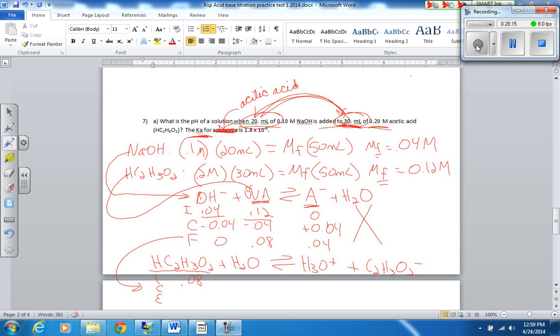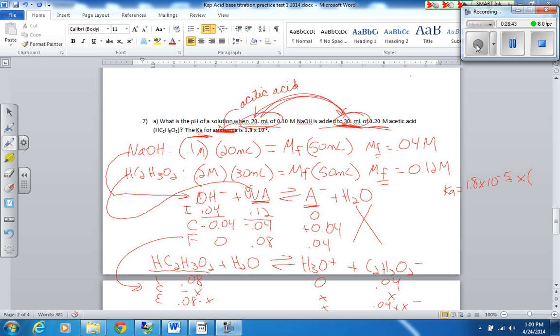The F row goes into the I for ICE: 0.08, because those were molarities. 0, 0.04 minus X, X, X, 0.08 minus X, X, 0.04 plus X. Okay, I'll do this over to the side here. So now I know the Ka, which is 1.8 times 10 to the minus 5, equals products over reactants.